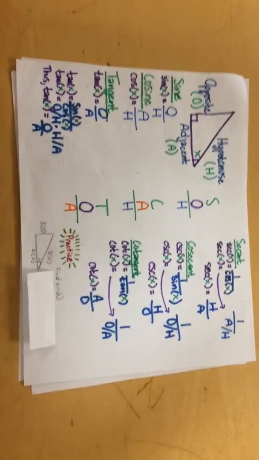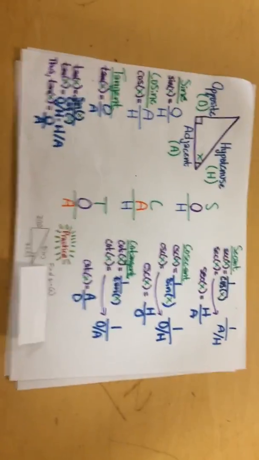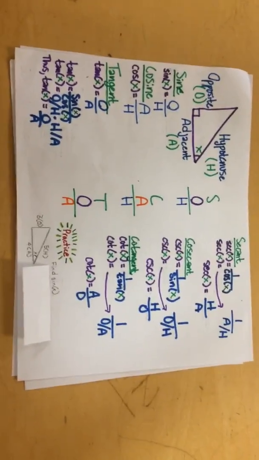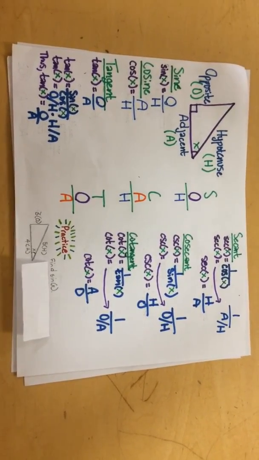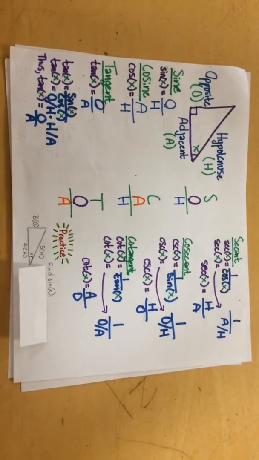The next topic is trig ratios. We have a triangle with one angle marked. Using angle x as a reference, the hypotenuse, opposite, and adjacent sides are marked accordingly.